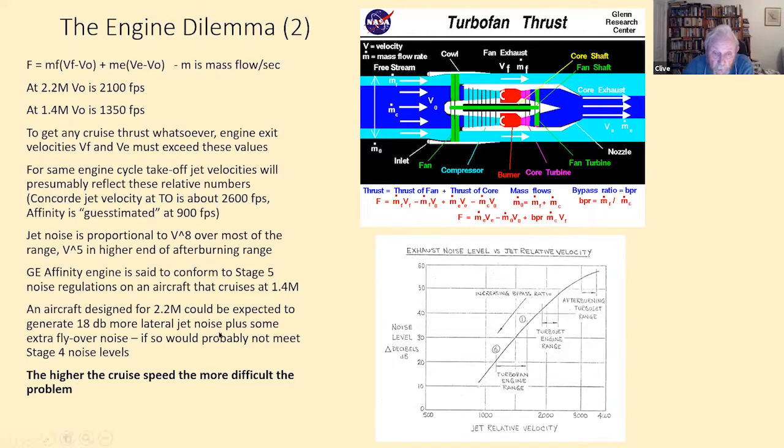And I think it will probably be enough that you might not even be able to meet stage 4 noise levels of a Mach 2.2 engine. And I think the higher the cruise speed, the more difficult that's going to get. Again, I stand open to correction on that lot, but that's where I think I am at the moment.